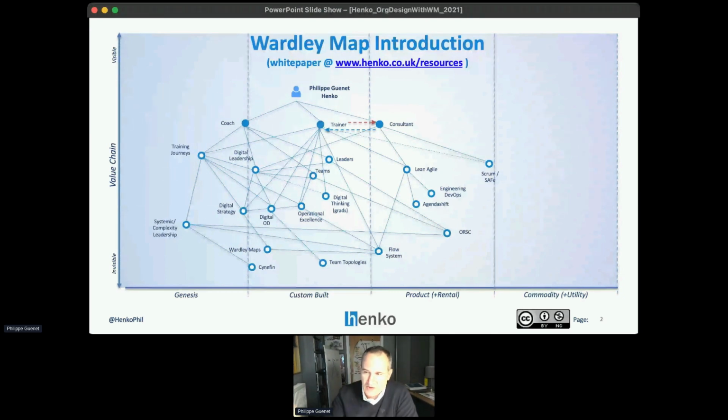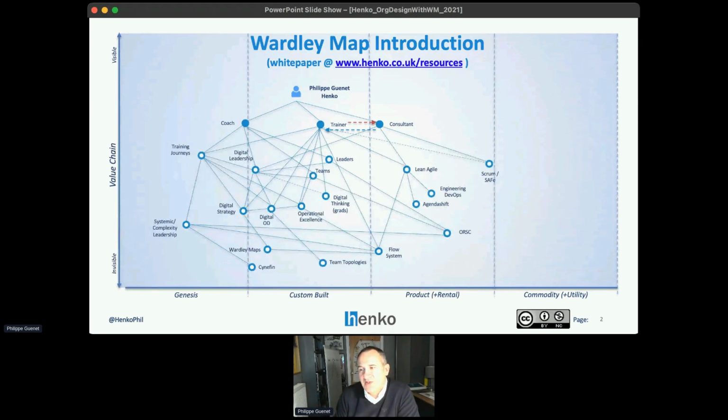And below that are value maps around the training journeys, digital leadership, and so on. I like working with some frameworks. Today I will use the Wardley Map. I will also use Team Topologies. There are some hints of the Flow system. I'm also ORSC certified and an ICF coach. And I'm a big fan of Cynefin and all the work of Dave Snowden, generally speaking.